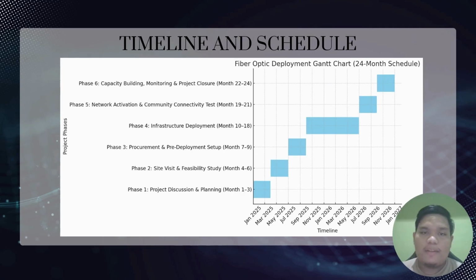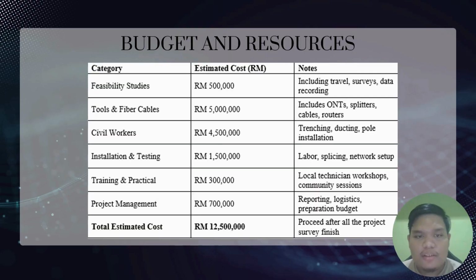Now this is the timeline schedule that we have converted into the Gantt chart for the whole 30-month duration of the project. This is the budget and resources. We have allocated around RM 12,500,000 total estimated cost for our project, and we have divided it into a few categories: feasibility studies, tools, civil works, installation and testing, training and practical, and project management.